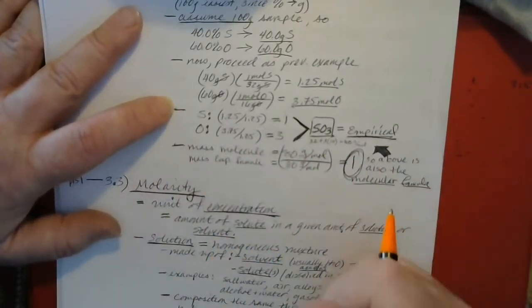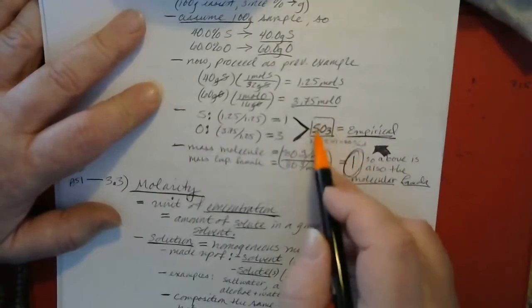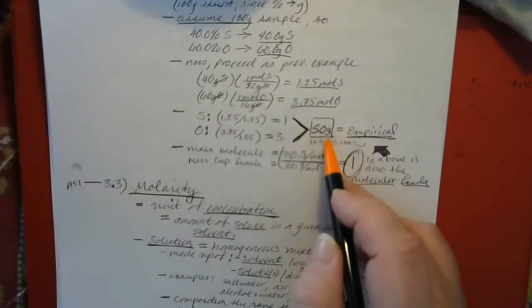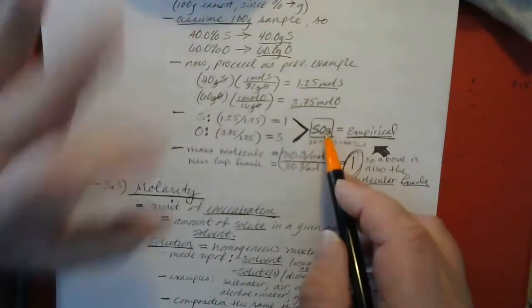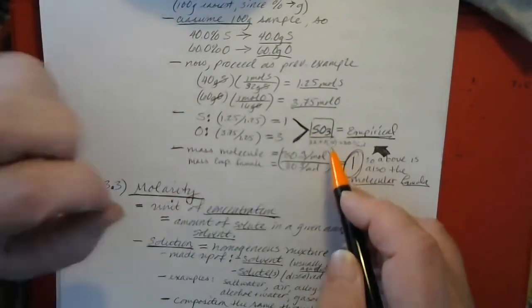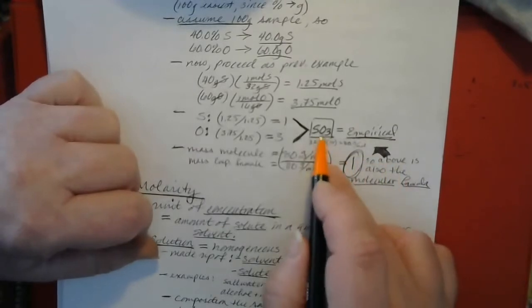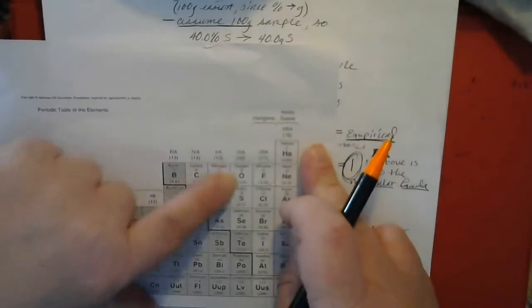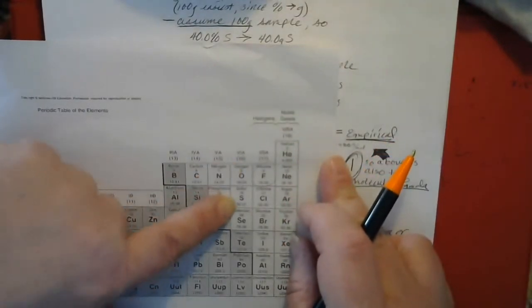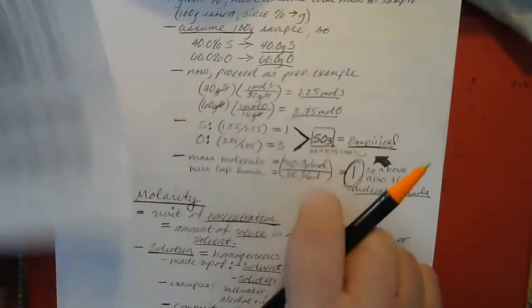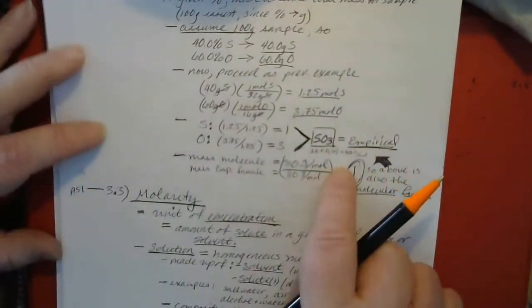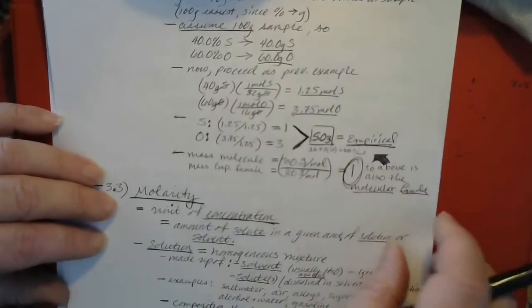Now, for the molecular formula, you would need to add up the molecular mass of the empirical formula and compare it to the molecular mass of the compound and see how they compare. So when you take the molar mass of sulfur from the periodic table, we'll round that to 32, plus 3 times 16 for the oxygens, you end up with a molar mass of 80 grams per mole.